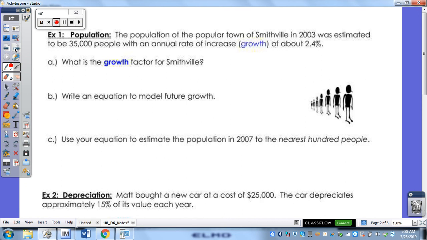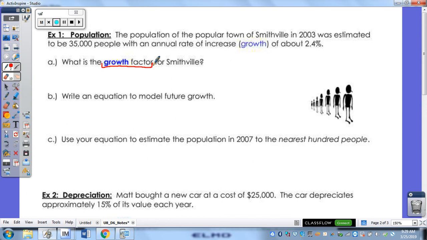So here's our first one, talking about population. The population of a popular town of Smithville in 2003 was estimated to be 35,000 people with an annual rate of increase of about 2.4%. So what is the growth factor for Smithville?